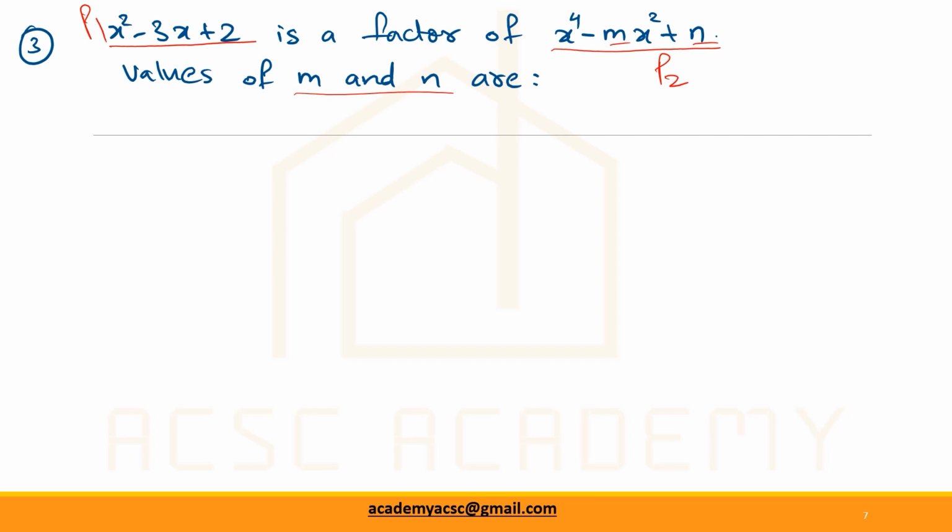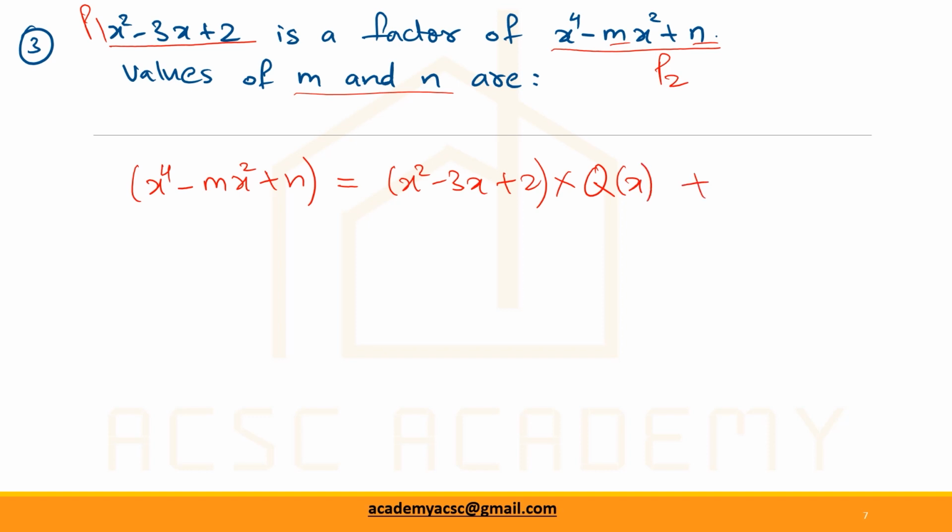And in those, what did we used to do? It was that we will write the given P2, that is x raised to 4 minus mx squared plus n, as the given P1, which is x squared minus 3x plus 2, into some other polynomial, right? And there will be some remainder as a result. This is what we used to do in the earlier problems. We used to write dividend equal to divisor into quotient plus remainder. That is the exact same thing we are trying to replicate over here.